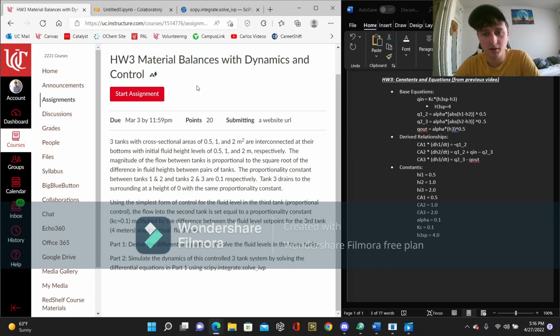So in the last video, what we did was we derived the differential equations to solve the fluid levels in the three tanks. In this video, what we're going to be doing is we're going to be simulating the dynamics of this three-tank system by using differential equations, and we're going to use solve_ivp to do so.